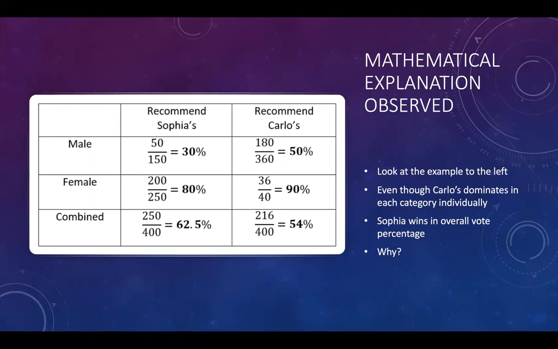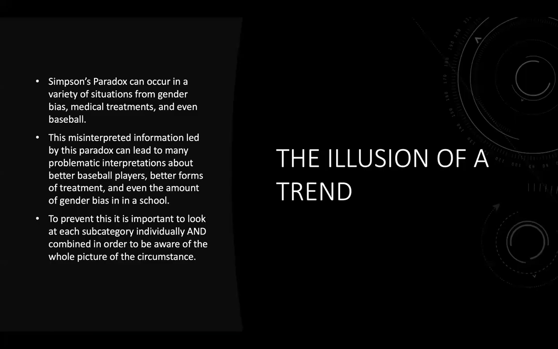You can easily see it if you look at both Sophia and Carlos's likes and add them up, because they were both out of 400. So 400 people rated both songs. You realize, oh wait, 250 people said yes out of 400 for Sophia, and only 216 said yes out of 400 for Carlos. So if you only looked at this through a microscope, you would think Carlos might be the winner, but overall, Sophia actually has the better song through the mass of people that voted. And so basically, this is an illusion of a trend.